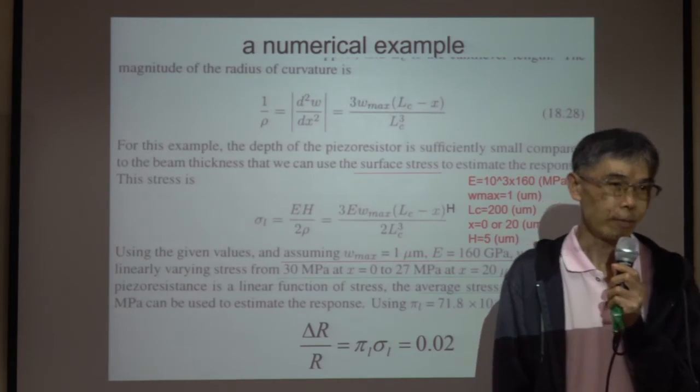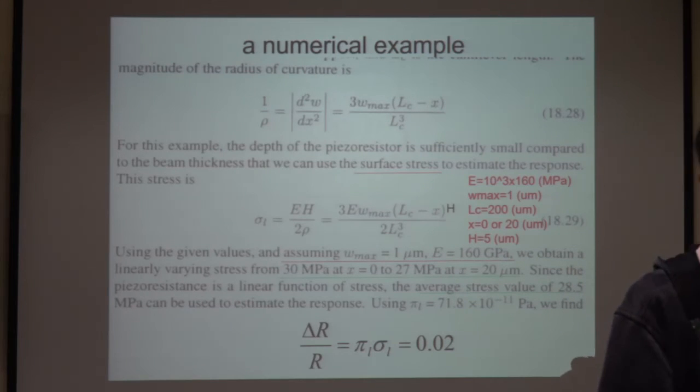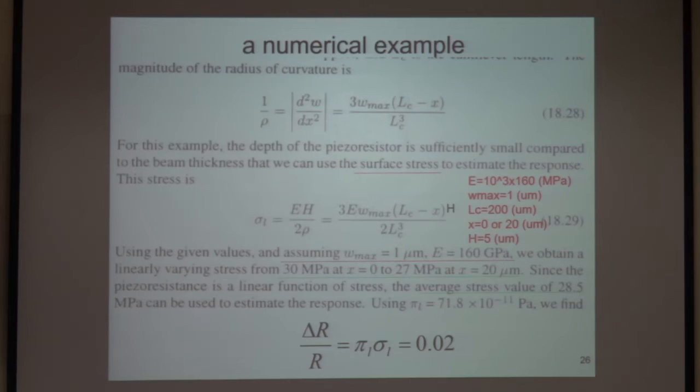Because the piezoresistor is only 20 micro in length, see, at x equal to 0 it is 30 megapascal, and at x equal to 20 micro it is 27 megapascal. We want to make our life easier. We just want to use one typical value. So if we want to use a typical stress value for this piezoresistor, which value will we use? The average, 28.5 megapascal. We want to use this stress so that the whole piezoresistor can be represented by this stress.